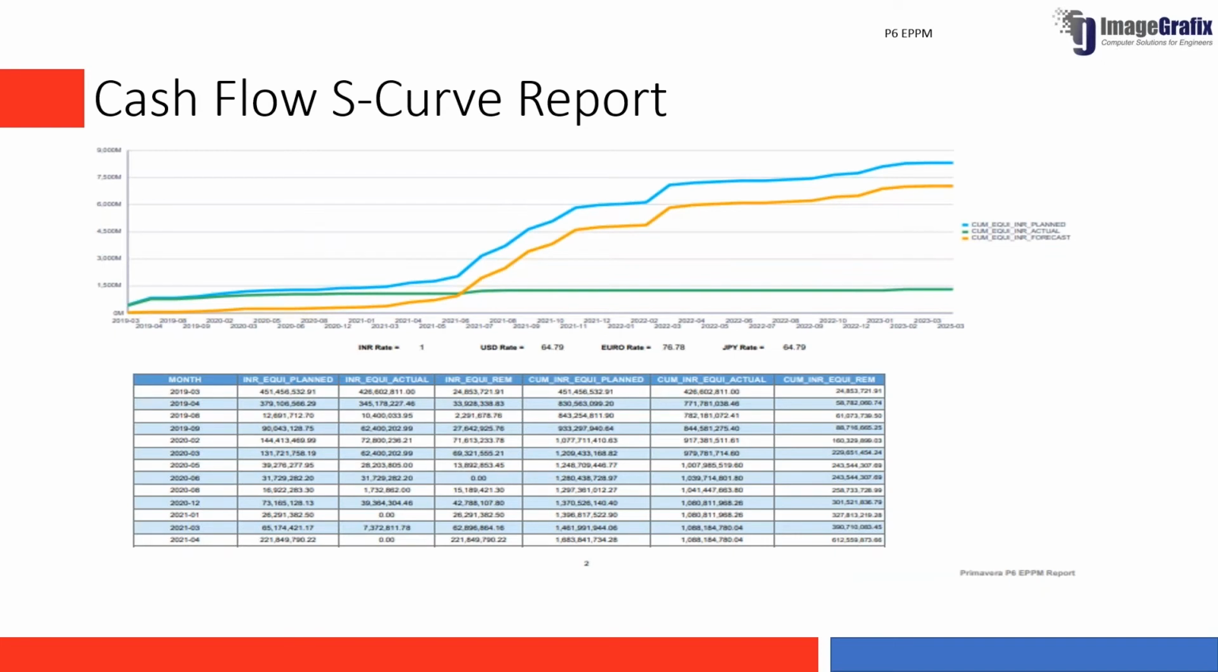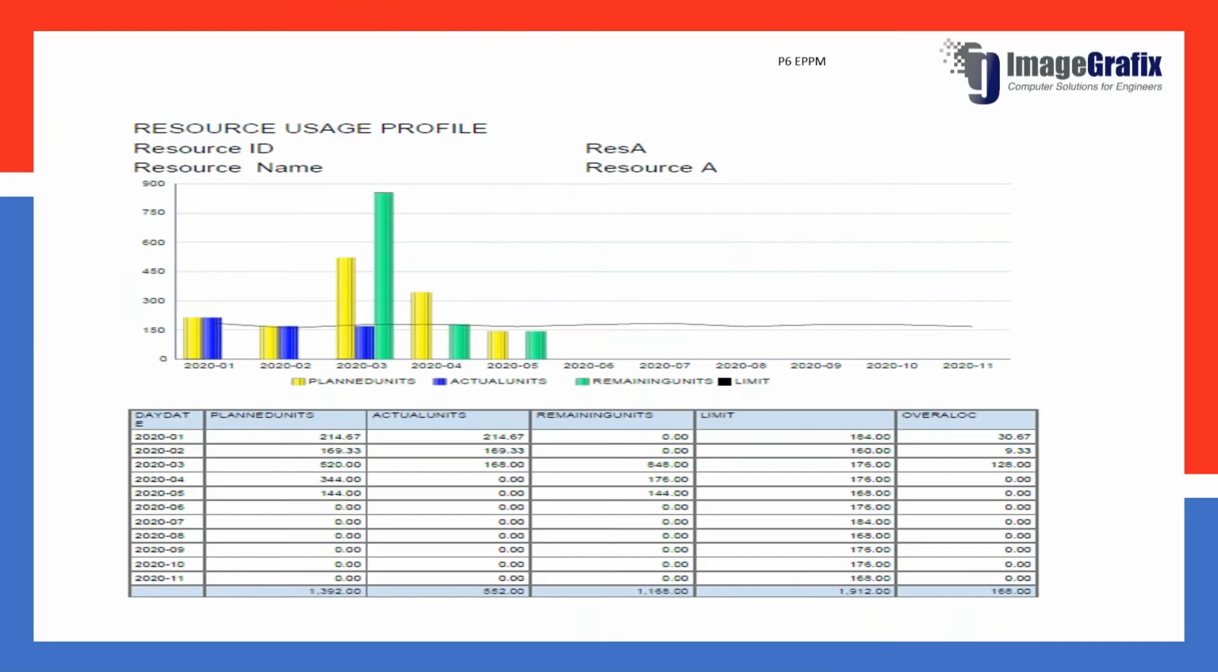This is another beautiful report, cash flow S curve. You have the tabular data and you can also see it in a graphical format. There is another similar graphical and tabular combination. This is on resource usage profile. The graphical resource usage profile you can view in PPM or P6 PPM. But when it comes to a combination of the graphical and the tabular, you have it in BI Publisher only.